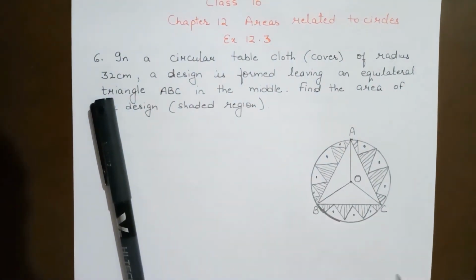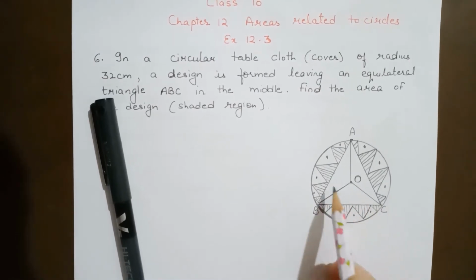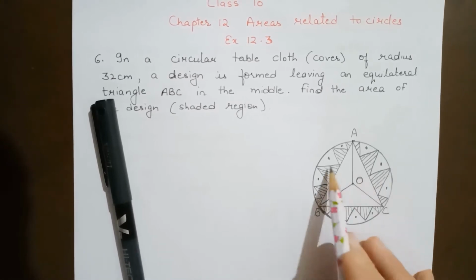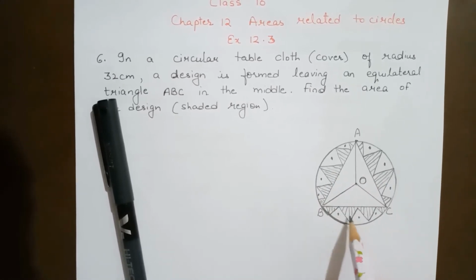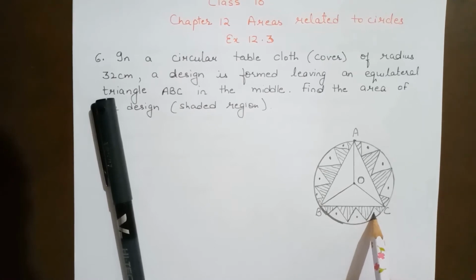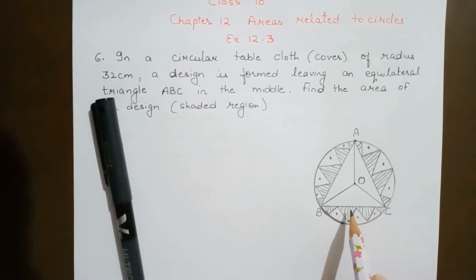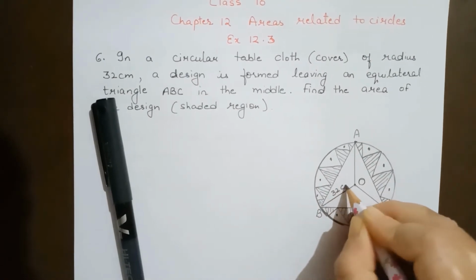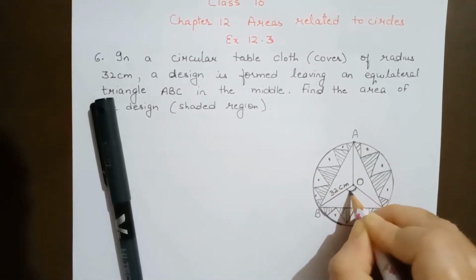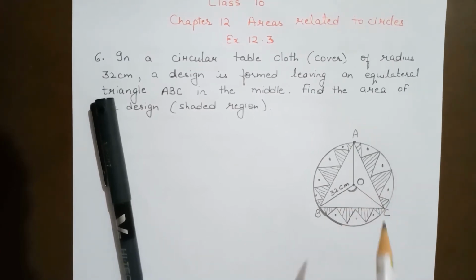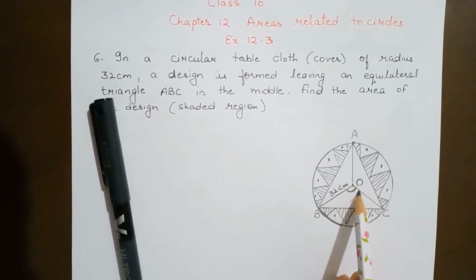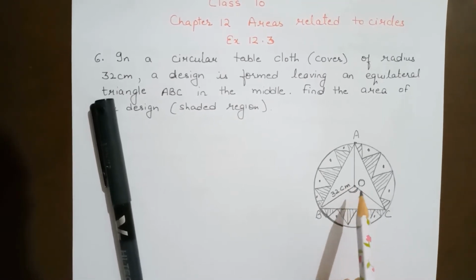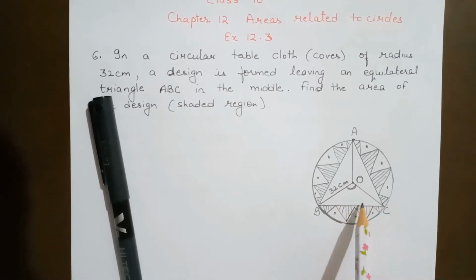And now if you see the figure, we can see we have three equal segments formed. These are the three equal segments. Now to find the area of one segment, we need the radius of this circle, which is given to be 32 centimeter. And this sector angle we have to find. Now this complete angle will be 360 degree and these are three equal angles. They are equal because it is an equilateral triangle.